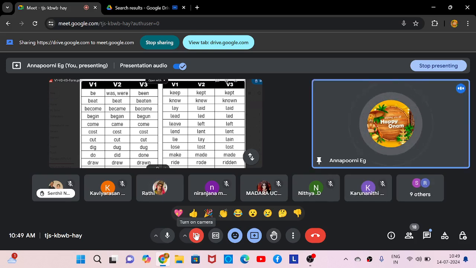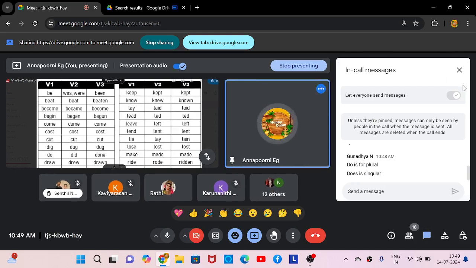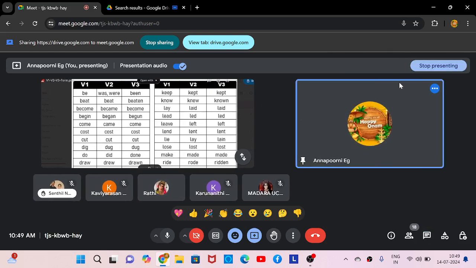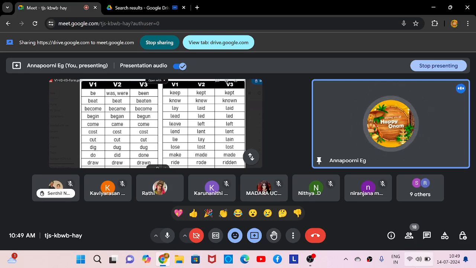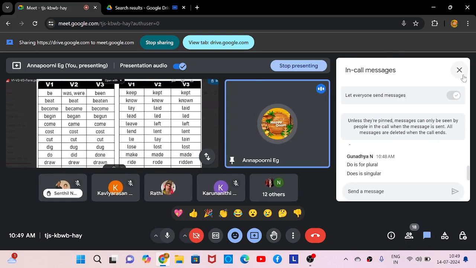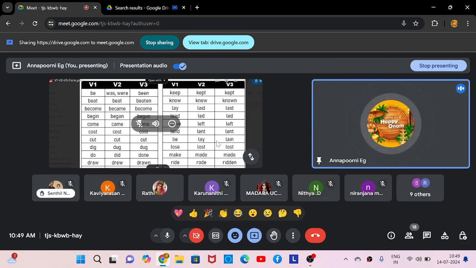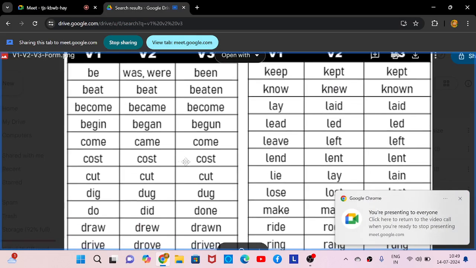Okay. So, do is used with plural subjects and does is used with singular subjects. Gunadhya, very good. You have given the answer. Good. Okay. So, I know that was Prakshana and Gunadhya has also given the answer. Okay. So, do, did, done, also does, did, done is possible. And finally, draw, drew, drawn.